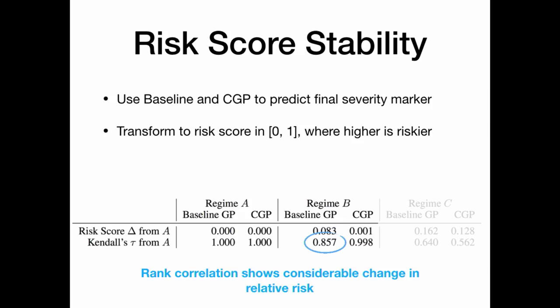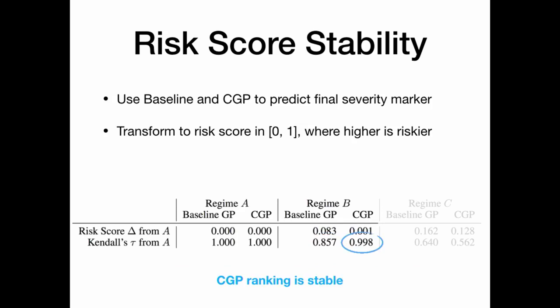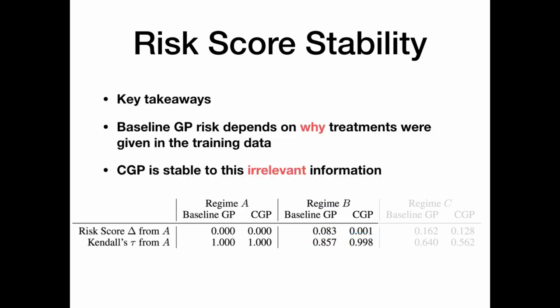For example, if we triaged by using risk scores to order patients by severity, the baseline GP ranks the same patients differently depending on the training policy, but the CGP is stable. Now, to frame these numerical results, the experiments confirm that the risk assessment made by a classical predictive model heavily depends on why the treatments were given in the training data. The CGP, however, is stable with respect to these shifts in policy.